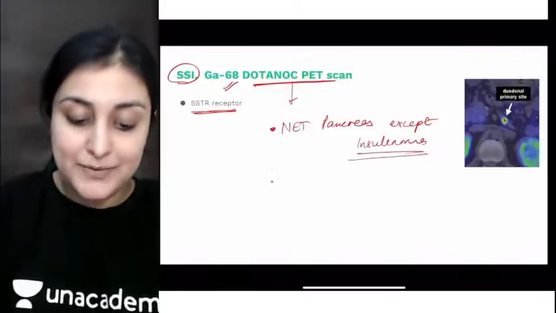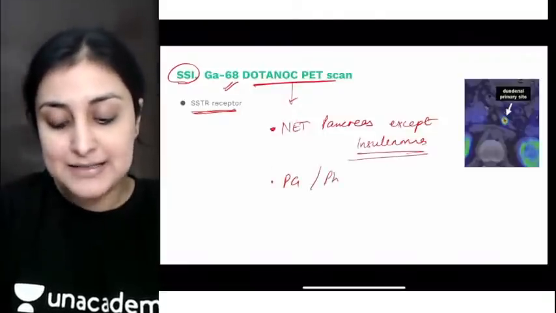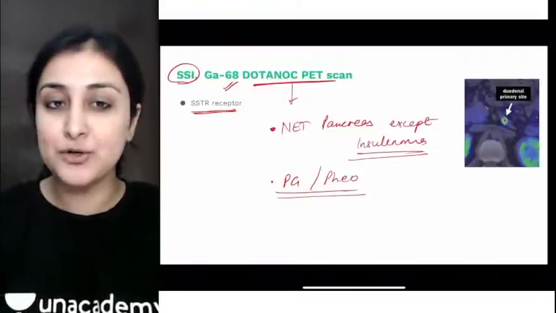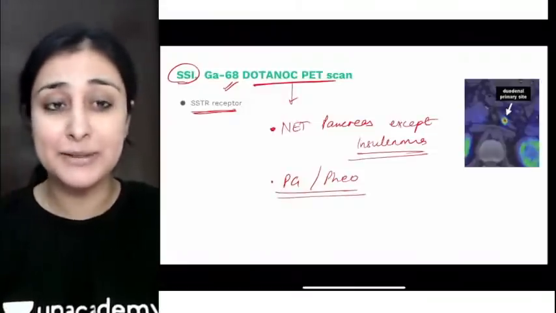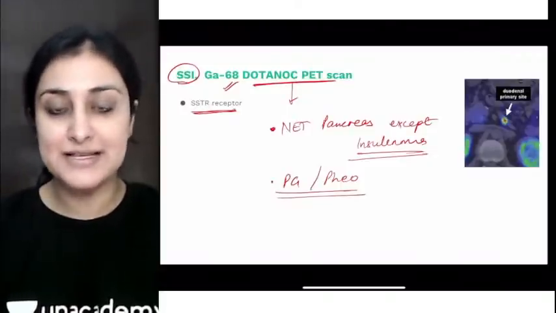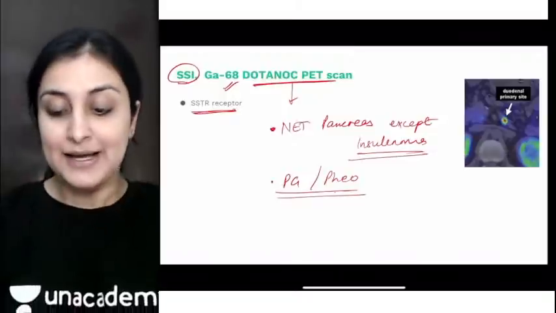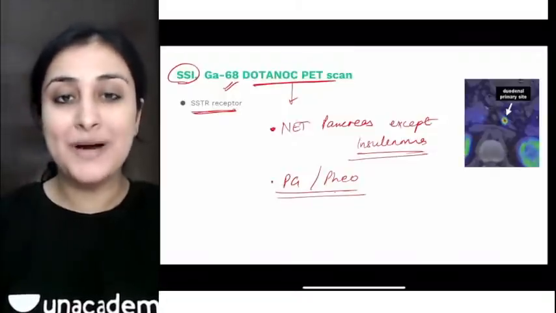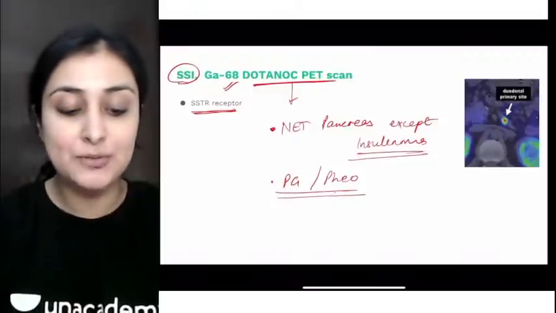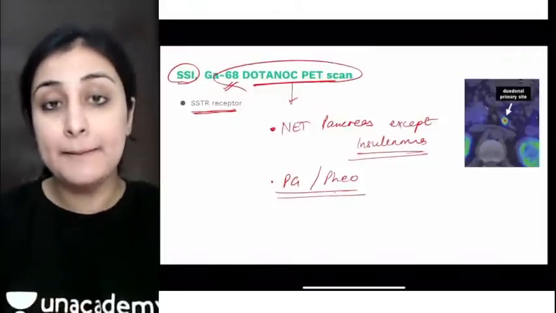Okay, apart from that, yes, paraganglioma and pheochromocytoma also have a role. All pheochromocytoma controversies, we have done one midnight express. All right, I hope you guys spend like 5-10 minutes revising that and you'll be sorted. Okay everyone, so this is about DOTANOC PET. Remember, among neuroendocrine tumors, it's the best for gastrinoma. Gastrinoma shows the highest uptake with DOTANOC.